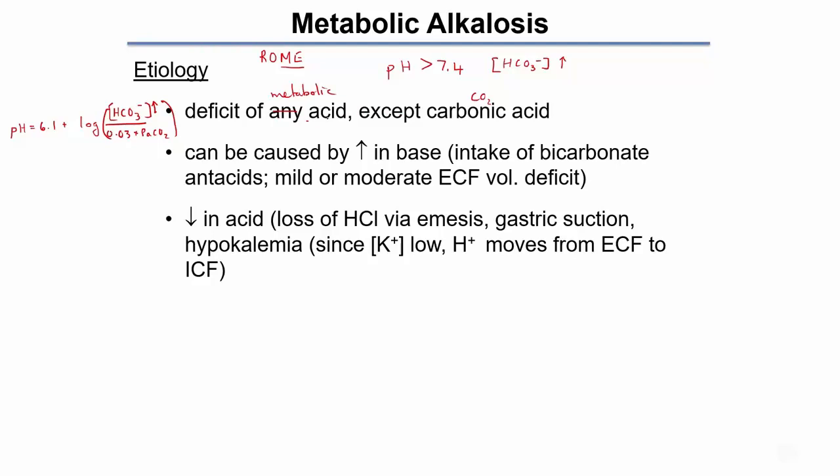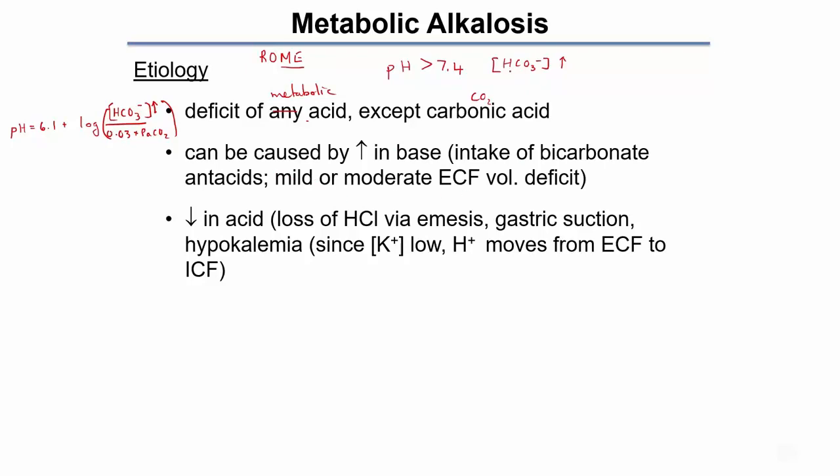Then I guess I put down any, and there's a qualifier, but otherwise we could say deficit of metabolic acid. Carbonic acid and CO2 is not a metabolic acid. It's a volatile acid. So you have a deficit of that, or it could be an increase in base. So if you take bicarbonate antacids, tons and tons of Tums, for example, that can also cause metabolic alkalosis. We won't talk about the ECF volume deficit over there.